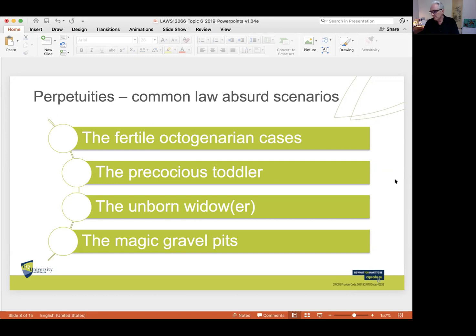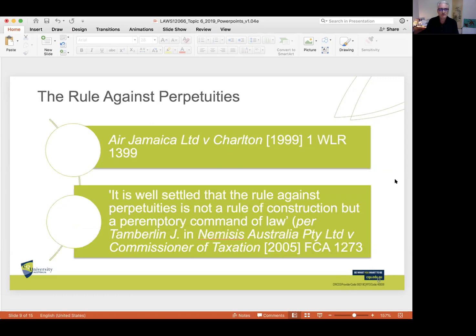Okay. So basically, these scenarios arose through the strict application of the common law rule, and you can just have a look at how they occurred. And you've got the examples there on page 668, showing how this was possible to arise. So have a look at those. But there's been a response to that by the law. We have the rule against perpetuities that's stated in the Air Jamaica case, which is an English decision.